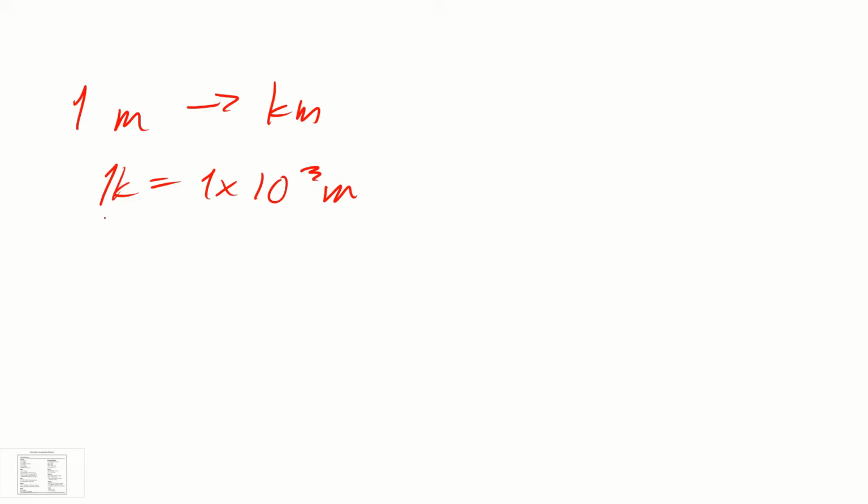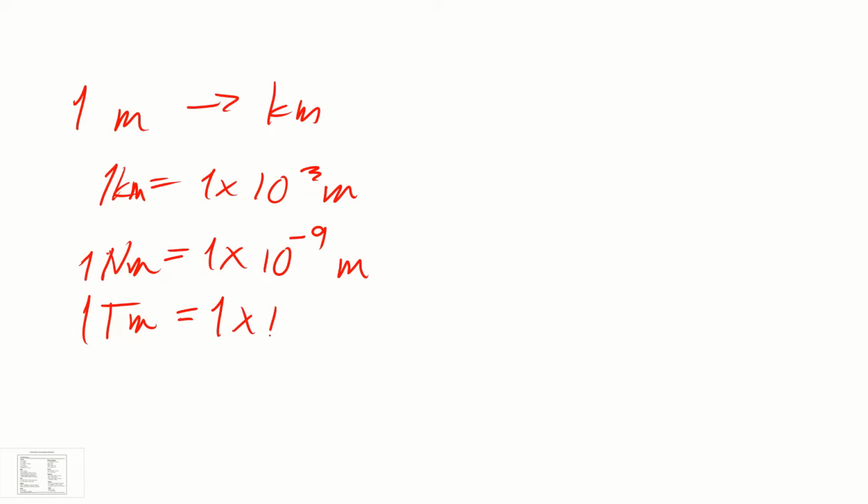Or if you want to convert meters to nanometers, 1 nanometer is equal to 1 times 10 raised to negative 9 meter. Or to terameter, for example, 1 terameter is 1 times 10 raised to 12 meters. So you just need to remember these exponents and their corresponding prefixes.